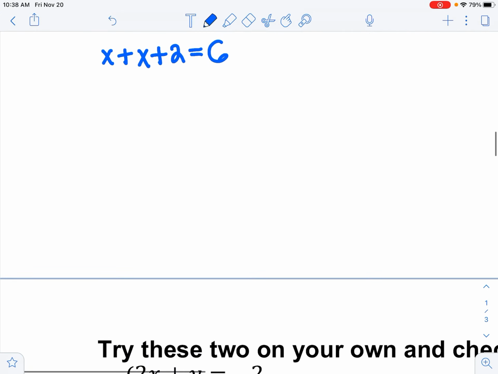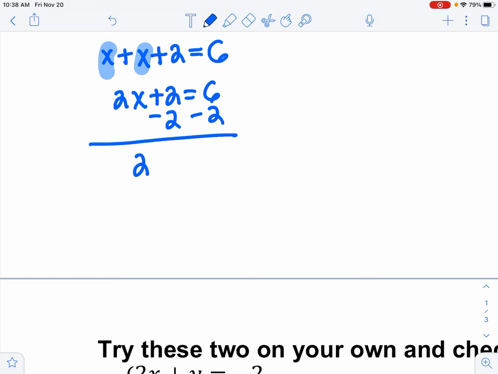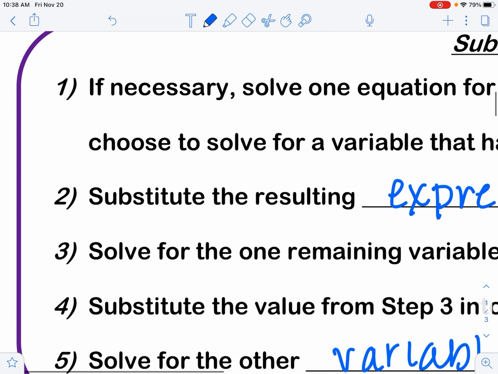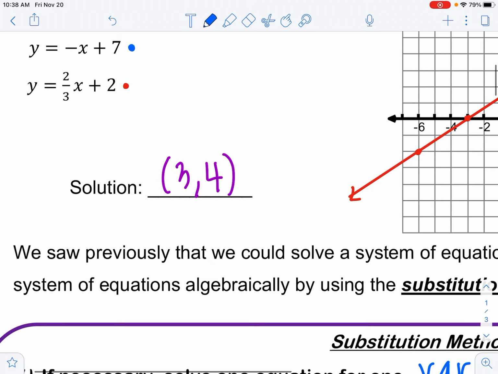Then I'm going to finish off the equation, equals 6. See that? Now you're going to solve this. There are like terms that you need to combine right here. X and x is 2x, and then plus 2 equals 6. Subtract 2. You have 2x equals 4, and then divide both sides by 2. We have x equals 2.